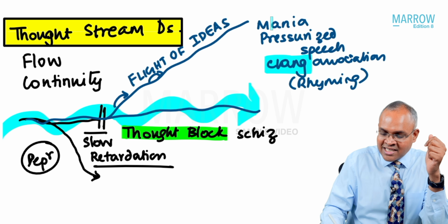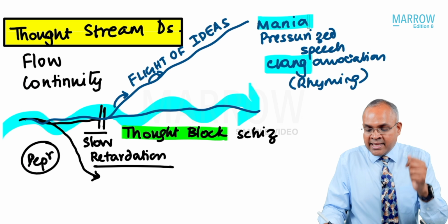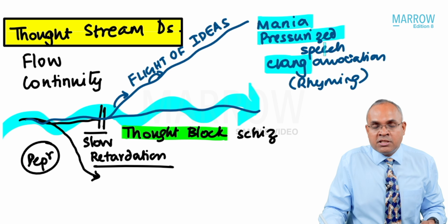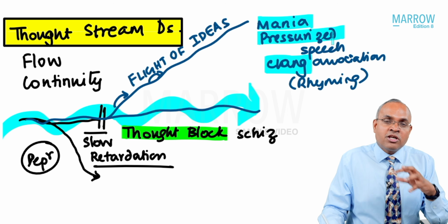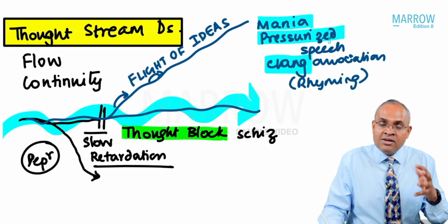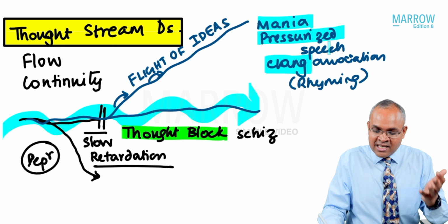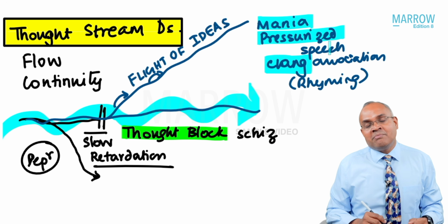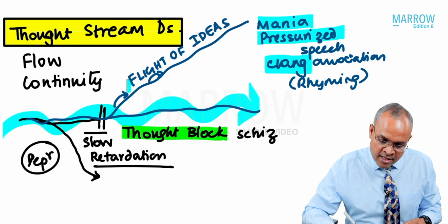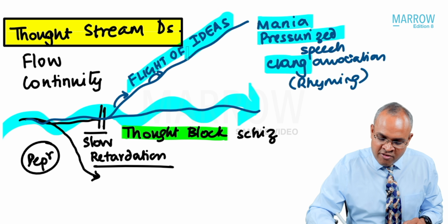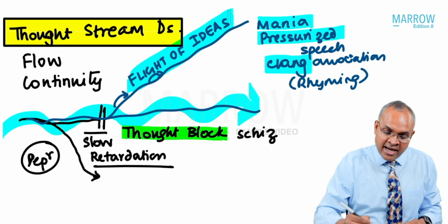So clang association can happen in mania patients, and they can also have pressurized speech, meaning they're talking so fast that you don't understand. Did you understand? No, right? Because I'm talking so fast that you might not understand. That is what can be seen in patients with mania. And they can also be thought to have flight of ideas.